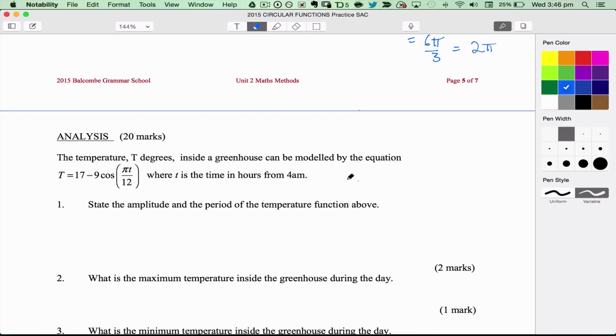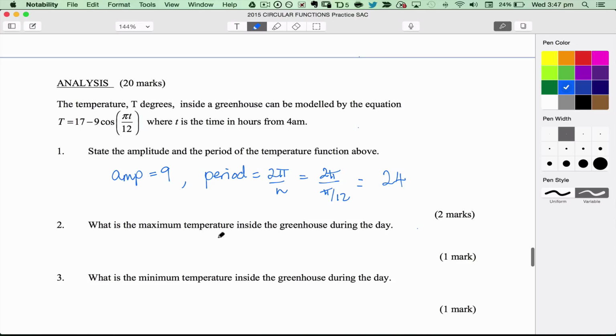Analysis. State the amplitude and period of the temperature function above. Amplitude is 9. Don't ever put negative 9, it's just 9. It's a distance. Period is 2 pi over n, where n is the number in front of t, or x, pi over 12. So the period is 2 pi over pi over 12, which is equal to 24.